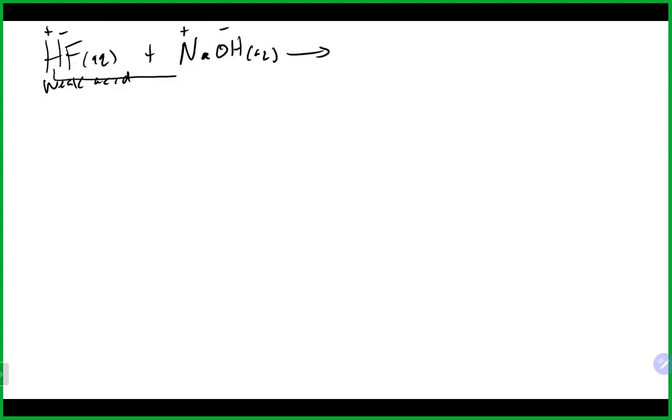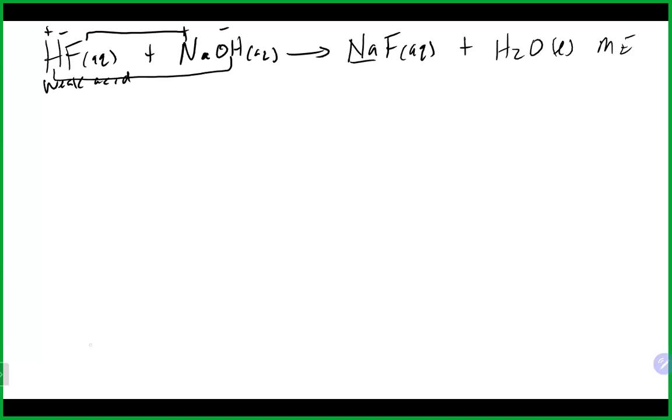So once again, we're going to get there and there. That is going to get us our NaF. I know this is going to be aqueous because there's sodium in it, so it should be soluble. We will again make our water in this case. And this would be our molecular equation.